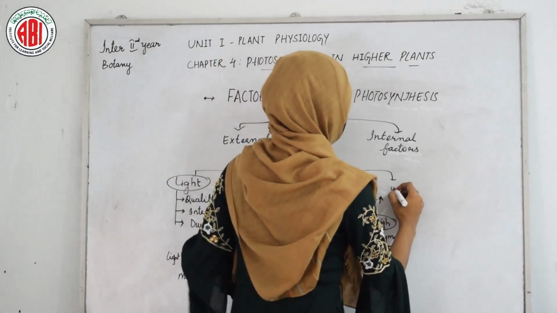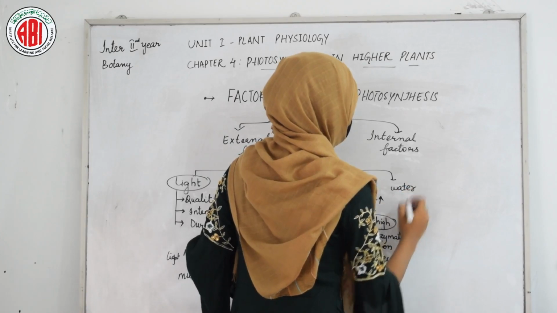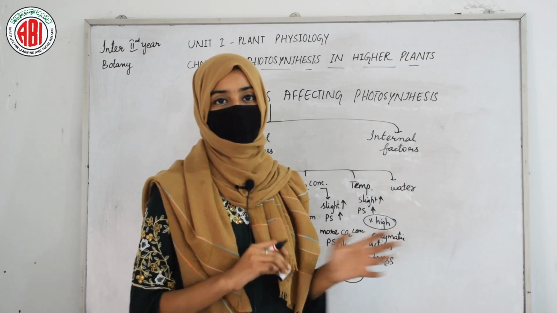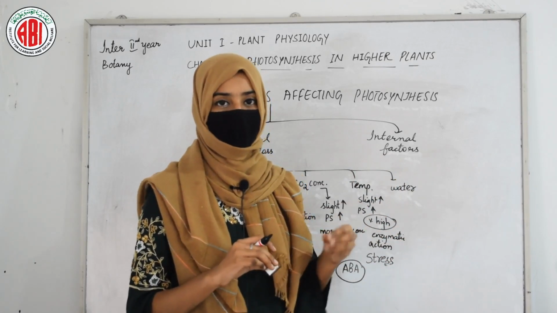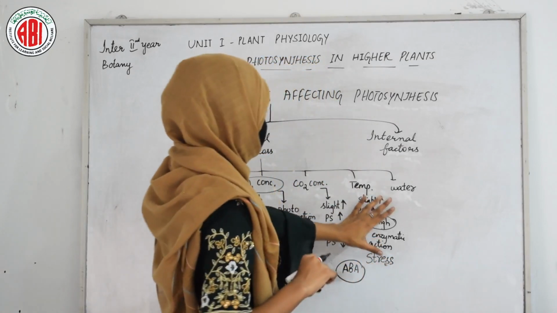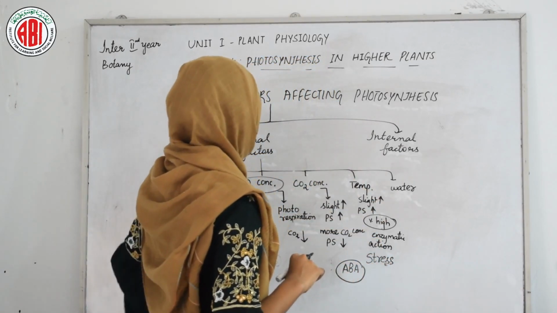Now the last external factor is water. Water is actually a raw material, so the amount of water will have a negligible effect on the rate of photosynthesis. So it is quite obvious. So this is about the external factors.